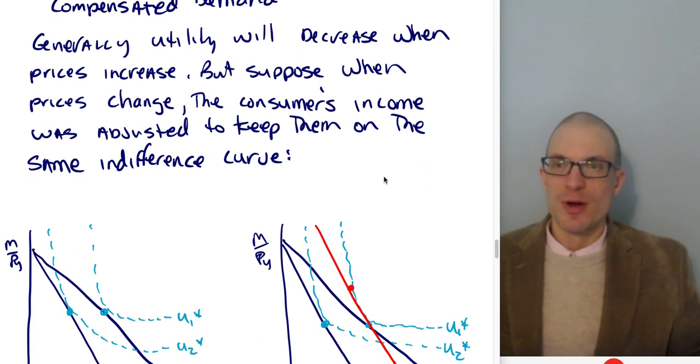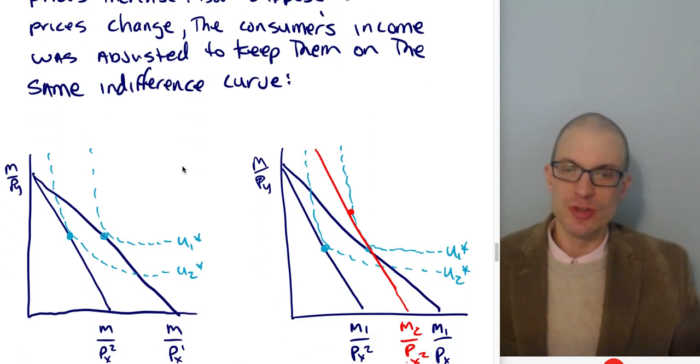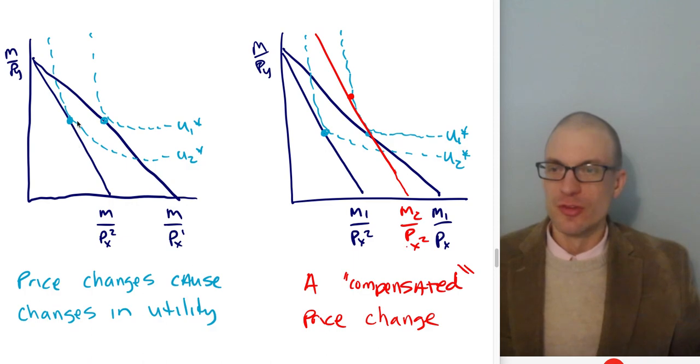Here's a little bit more about those compensated demands. Generally, utility decreases when prices rise. Suppose when the price changes, the consumer's income was hypothetically adjusted to keep them on the same indifference curve. This lets us separate out the substitution and the income effect. So here's one picture. Here is where the price changes. So here is our original budget constraint.